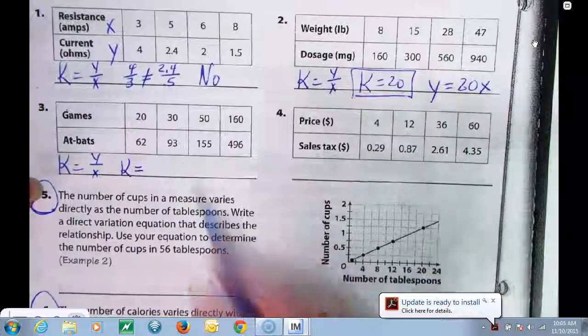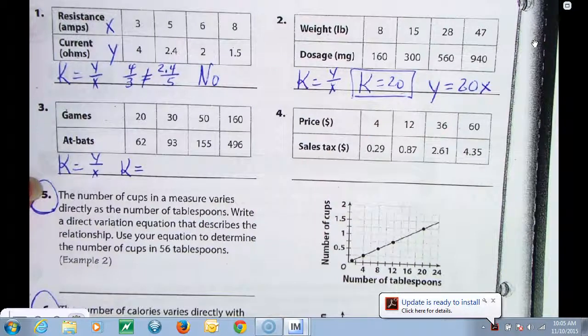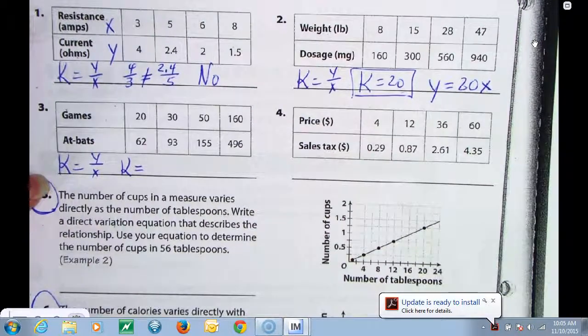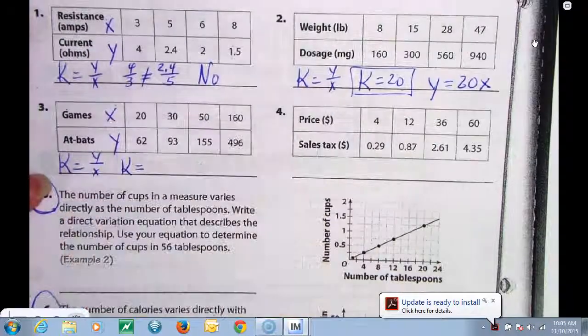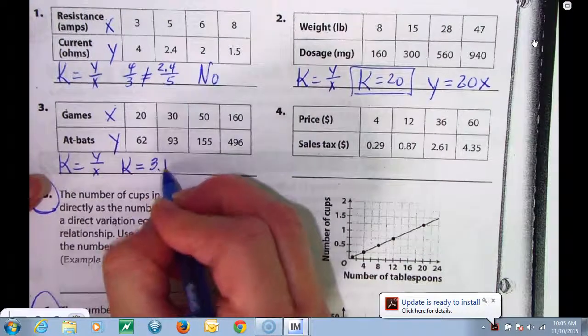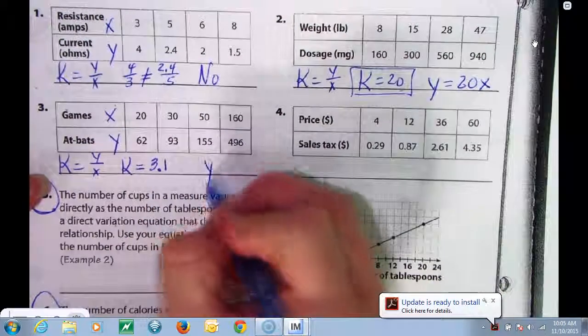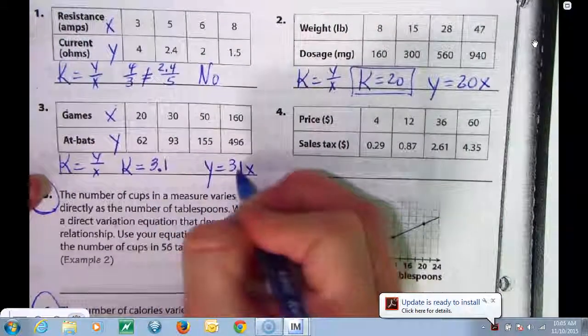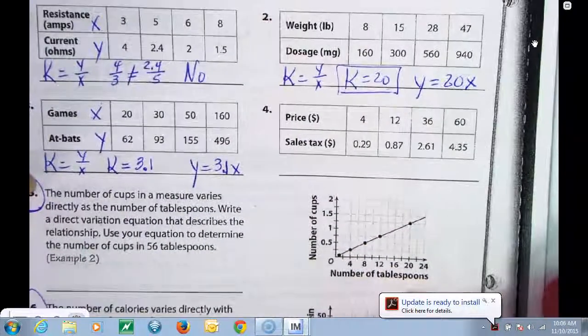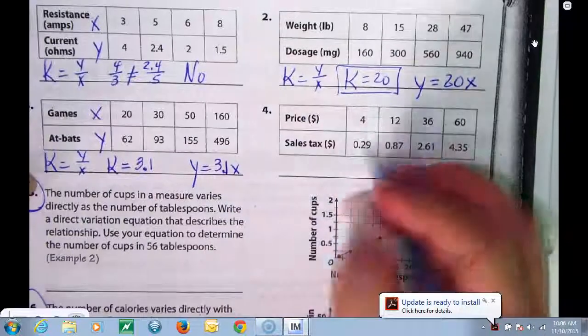Go divide them. Keep dividing until you find 2 that don't equal. Divide Y by X. What'd you get? 3 1/10. Well, K is 3.1, correct? So Y equals 3.1X. It says if it's proportional, go write the equation. Okay, number 4.